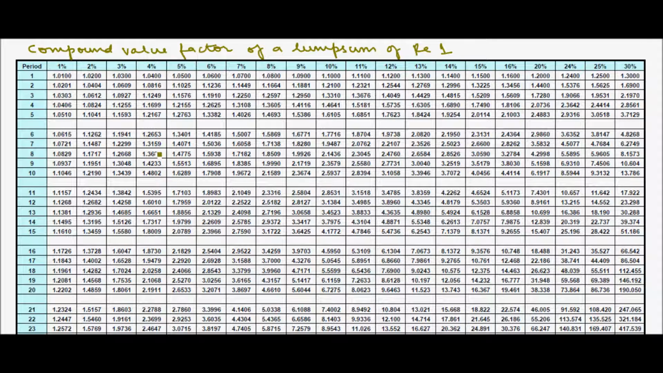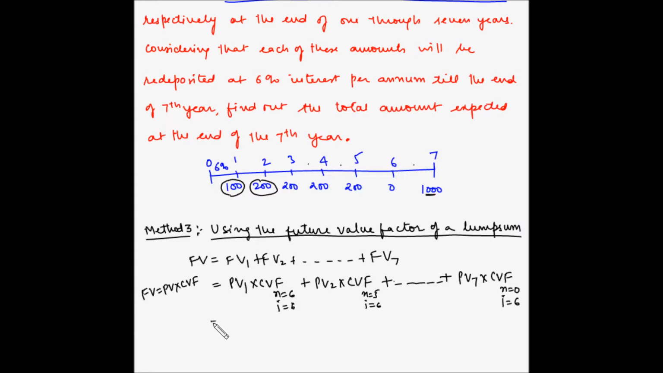As shown on the screen, this is the compound value factor table of a lump sum. Now in our case, the rate of interest is 6%, which is this here, and the tenure is 1 through 6. So this is the tenure. So the compound value factors are all of these up to here. So let us use these values in our formula. So let's plug in the values.